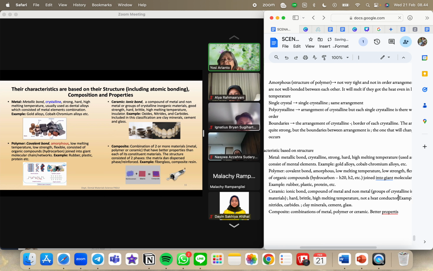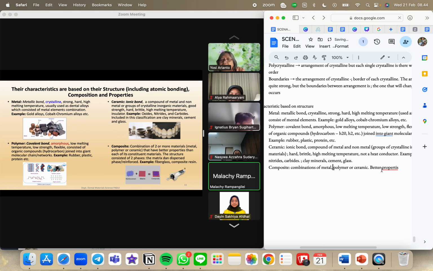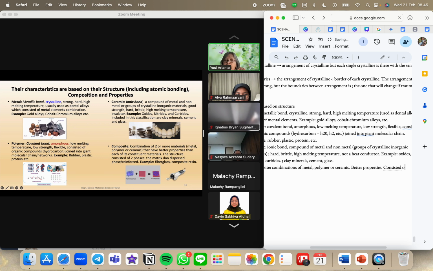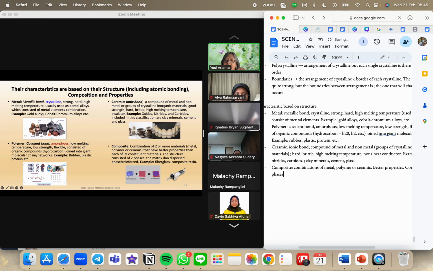For example, oxide, nitride, carbide, clay minerals like this. Yeah, clay that you will use for vase, for plates, to eat. And in dentistry, we use it with the cement, glass, or dental porcelains. Yeah, like this.